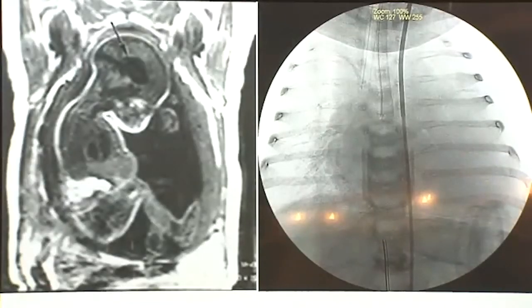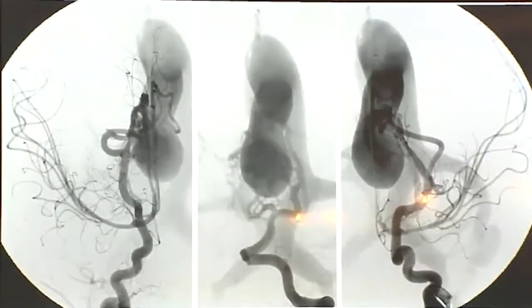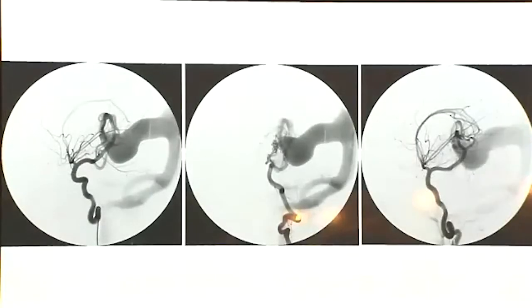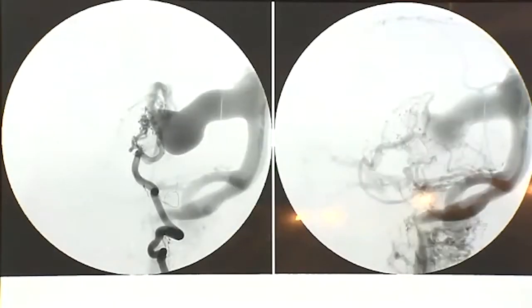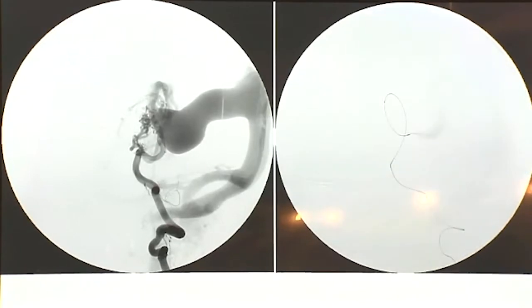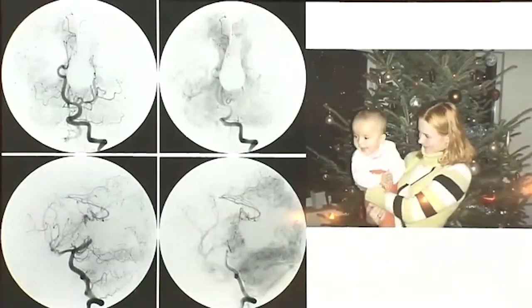The next one is also a vein of Galen malformation with hypertrophy of the myocardium. A terrible AVM, and look, this is not the sinus rectus. And this is after the operation, 2 weeks later.